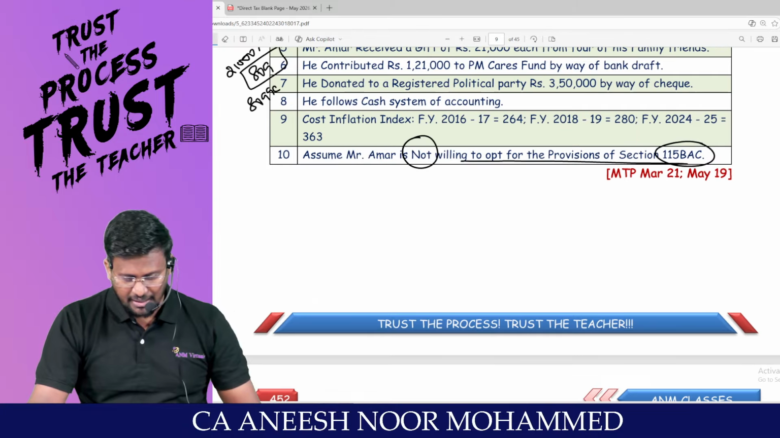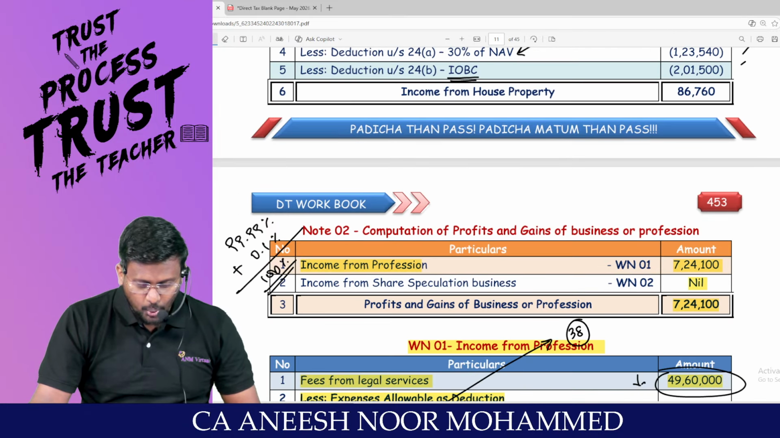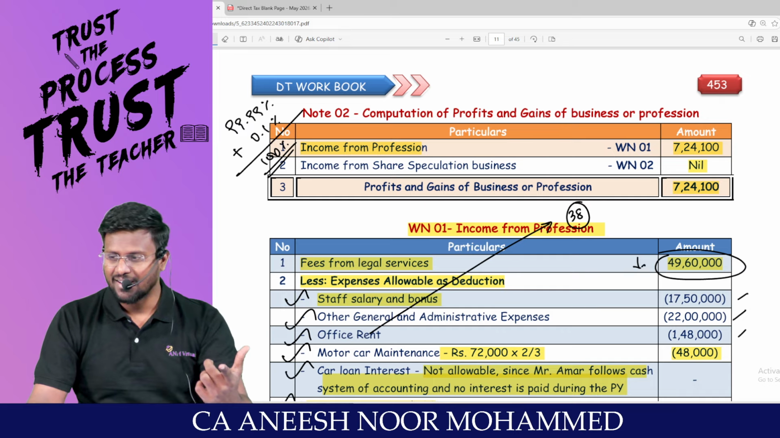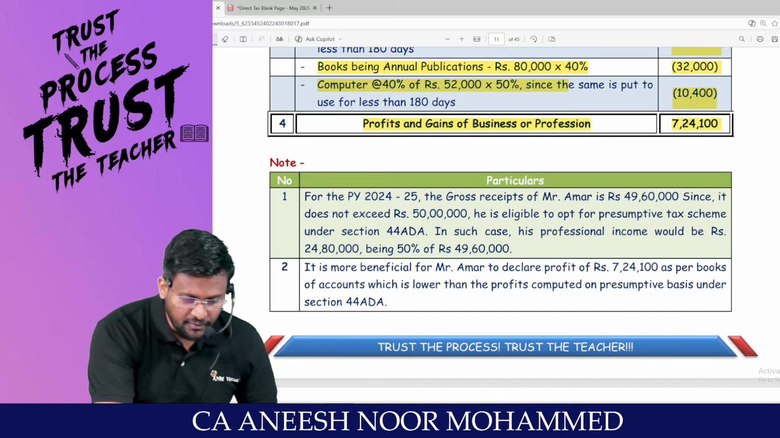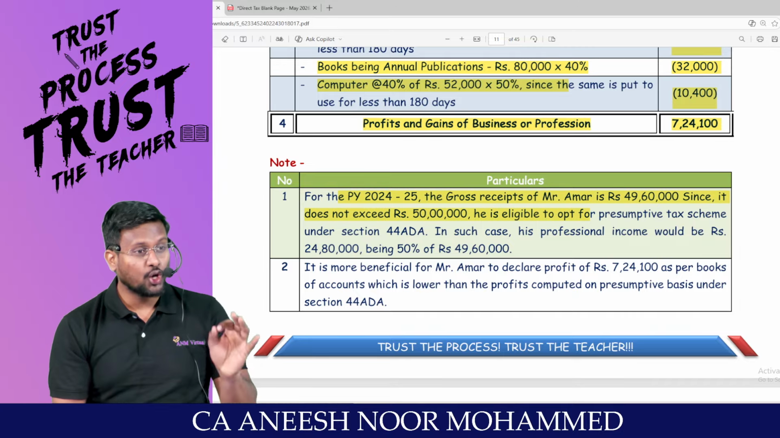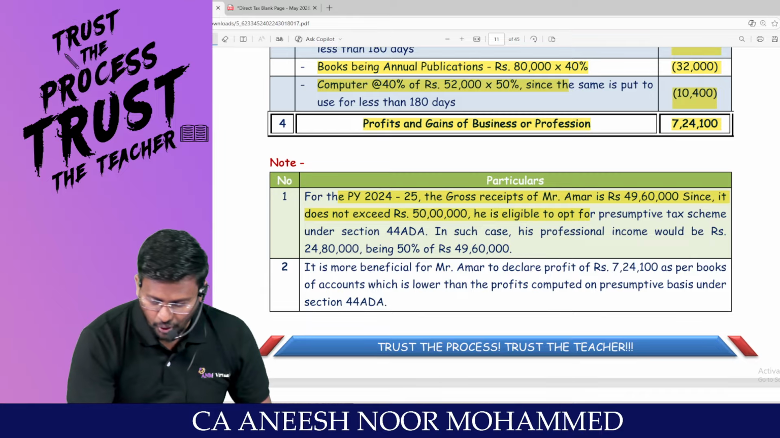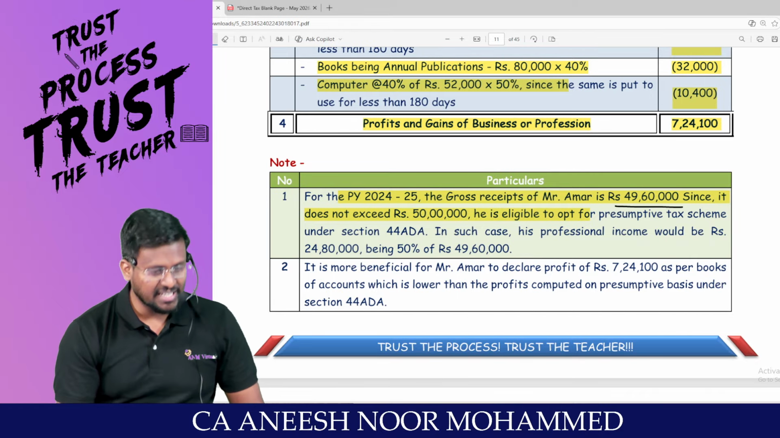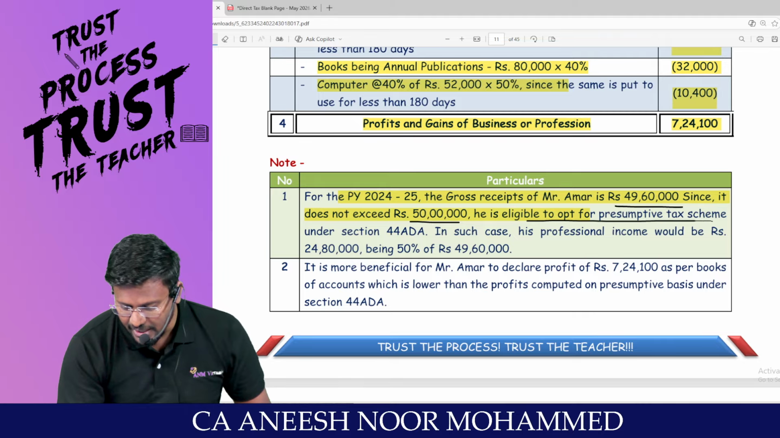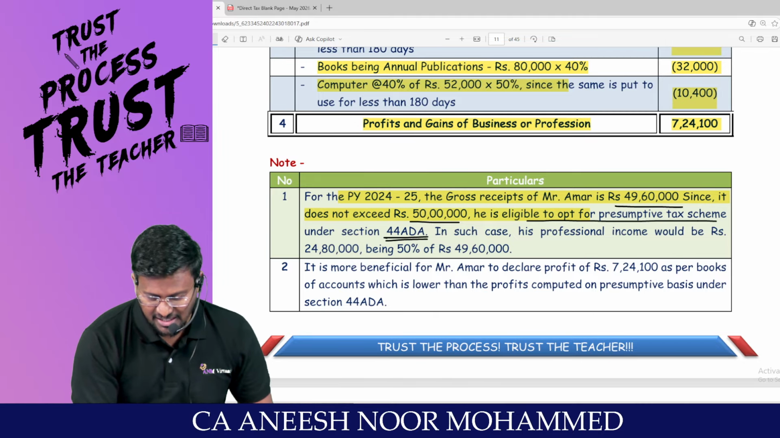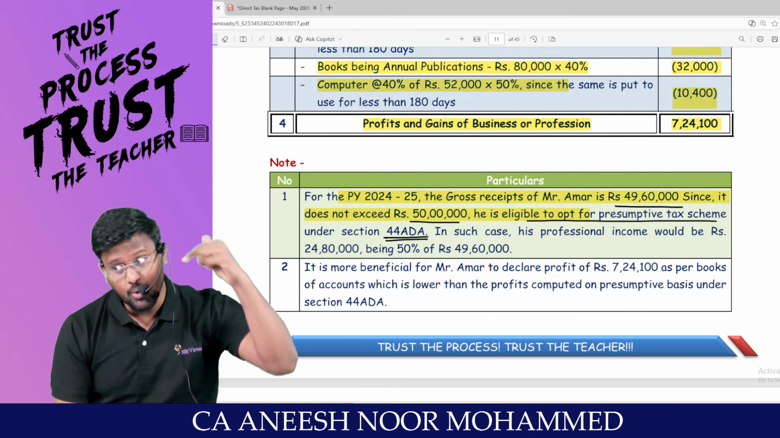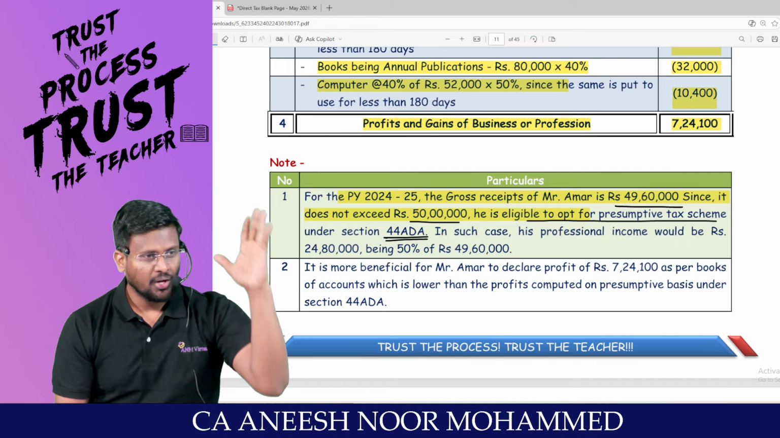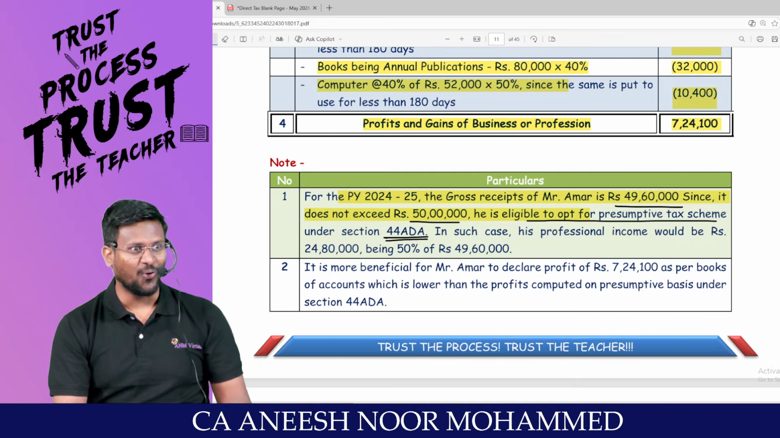And you tell me, my dear lovable students, you have to inform the valuer, sir, for the previous year 24-25, gross receipts of Amar are 49,60,000. Since it does not exceed 50 lakh, he is eligible to opt for the presumptive taxation scheme under 44ADA. That was the question's highlight. He was an advocate. So advocate means law, medicine.